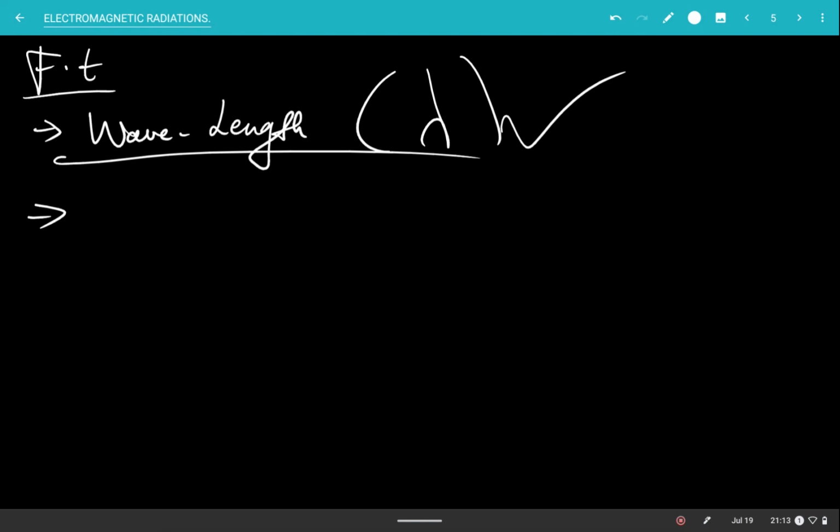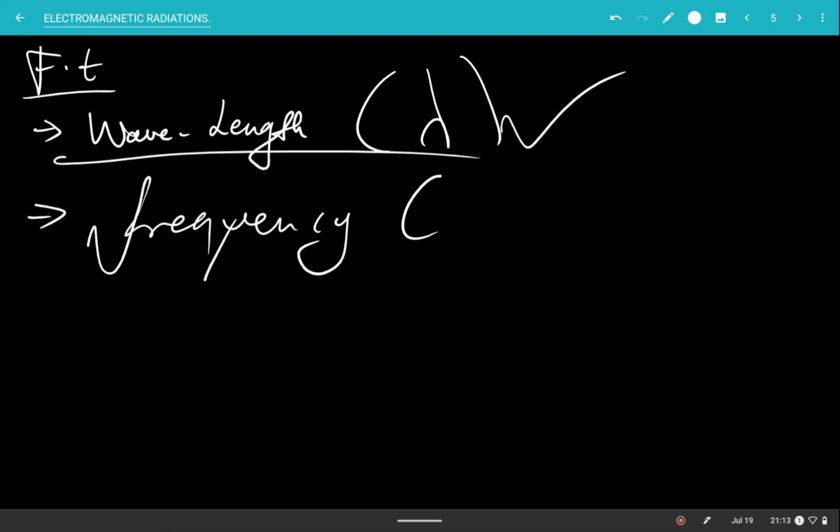And other than that, we have the frequency. Now, frequency has a symbol which is just some fancy type of F. So with frequency, what you need to understand is that this involves how a wave repeats itself. Hence, this is like the number of waves produced per second. You get the sense?